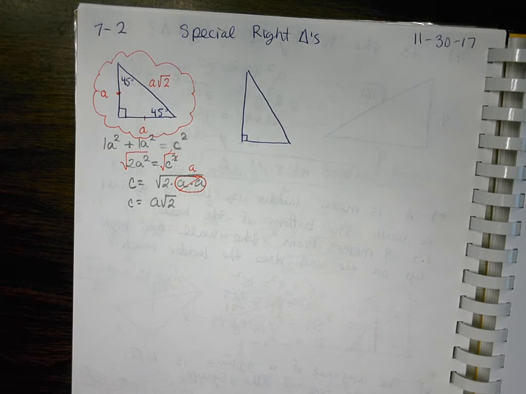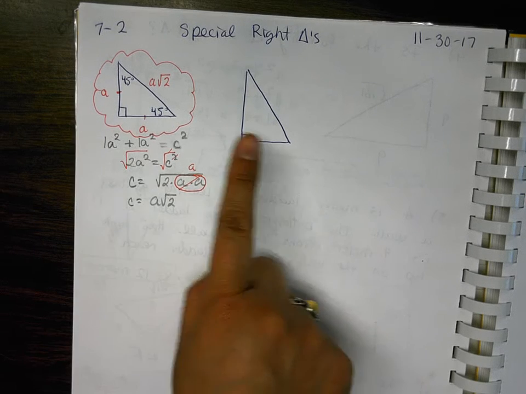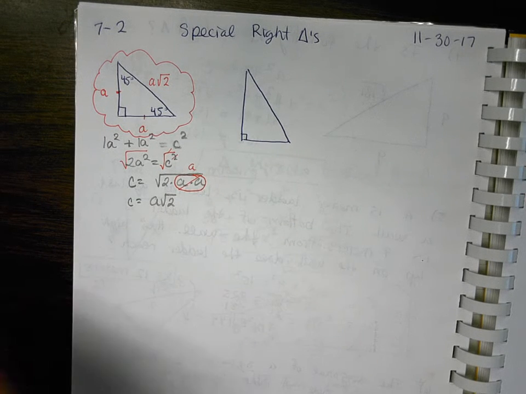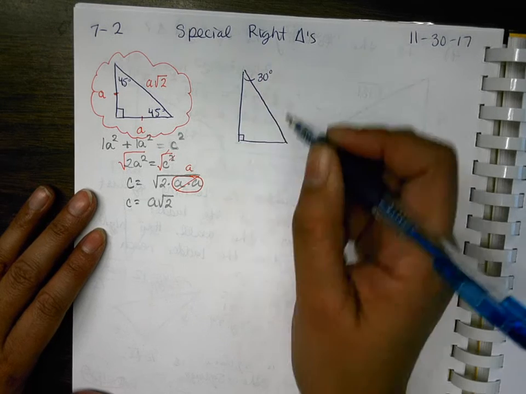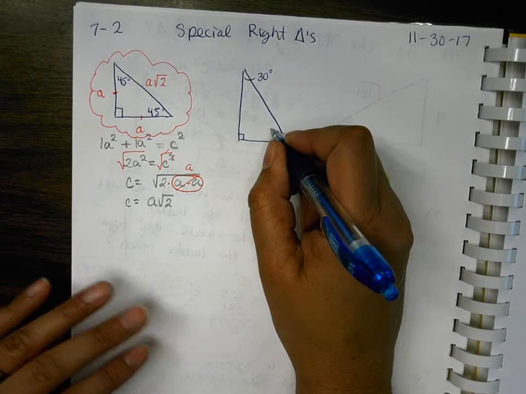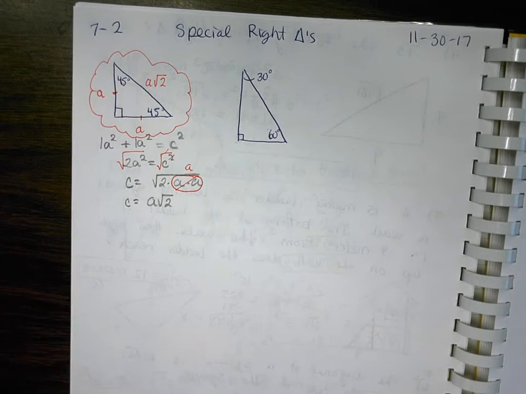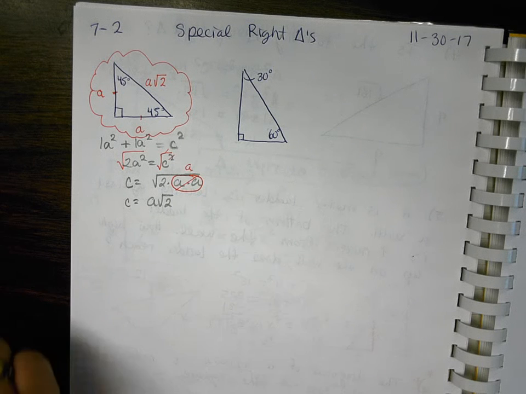Now we use these a lot in advanced math with our unit circles. We use the 45, 45, 90 and the 30, 60, 90. Okay, so I'm going to write up here that this is angle 30 degrees. This angle is 60 degrees. Now this one is a little harder to prove, and I may do it another day, but for today I'm just going to give them to you.